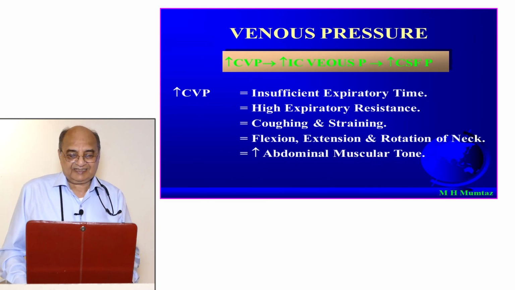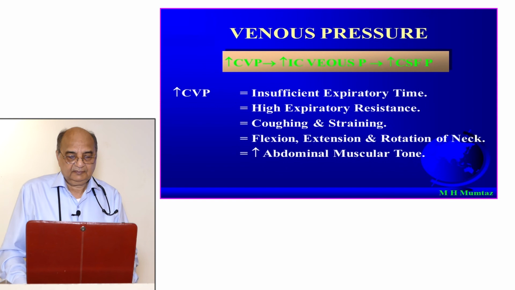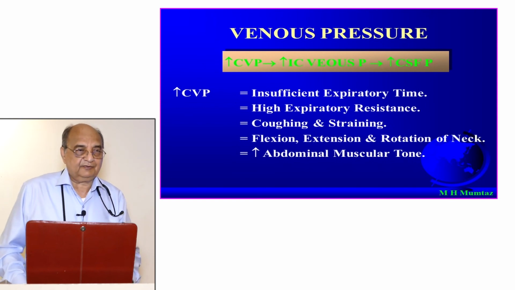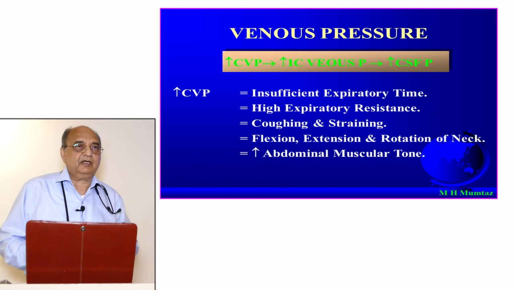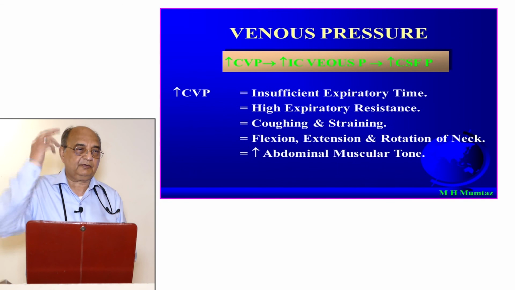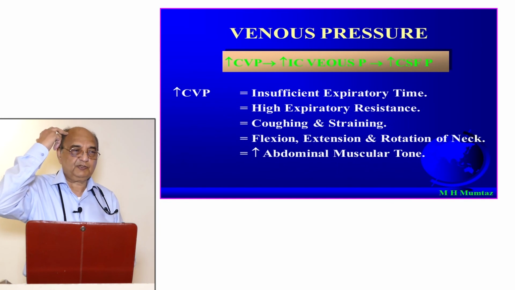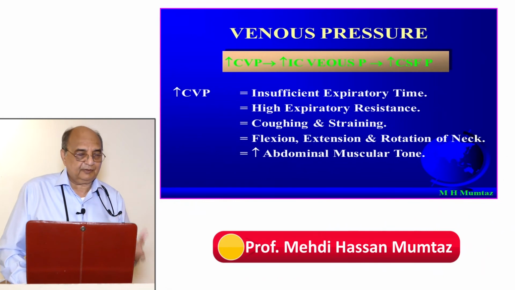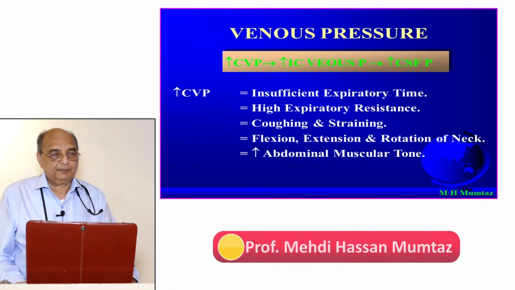Now, flexion, extension, and rotation of the neck. Increased abdominal muscular tone, as I already mentioned. If you increase the muscular tone, it will push the diaphragm up and increase the intrathoracic pressure. It will decrease the pressure gradient between the brain venous pressure and the central venous pressure. That will reduce the drainage of venous blood from the brain.